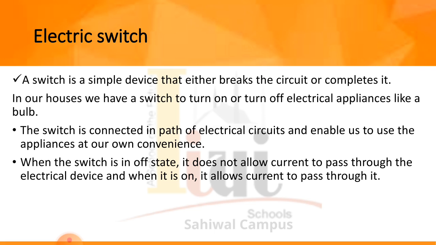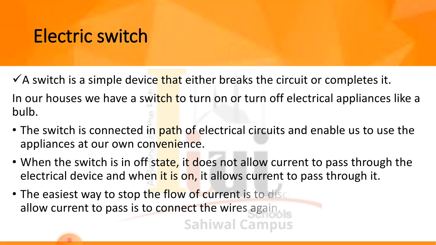So an electric bulb that is connected in an electric circuit is shown in figure 13.11 on page number 138 of your textbook. The easiest way to stop the flow of current is to disconnect the wires, and to allow current to pass, connect the wires again. So if we see the picture of this electric bulb and electric cell, we can connect or disconnect the wires from any one terminal, either from the electric cell or from the bulb. We can connect or disconnect the electric circuit.